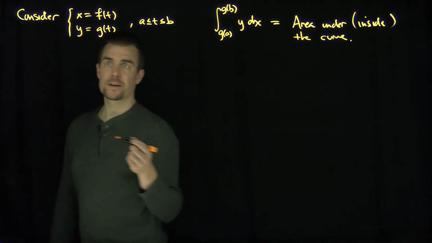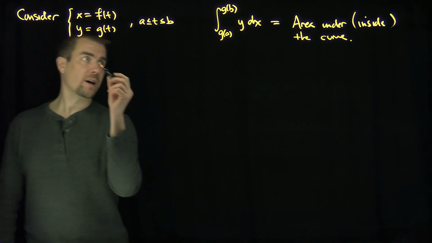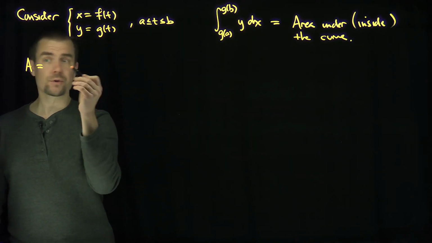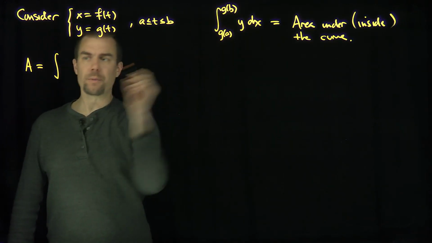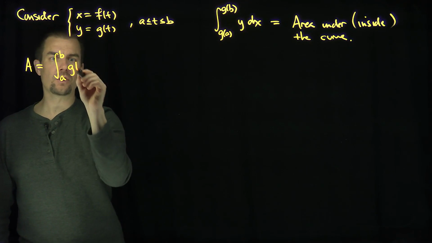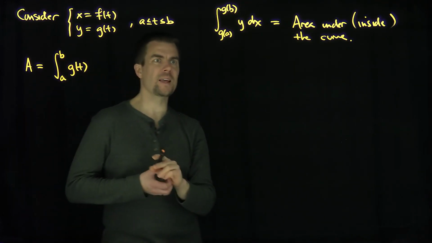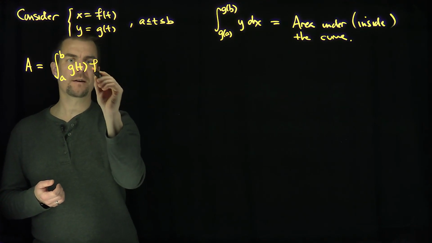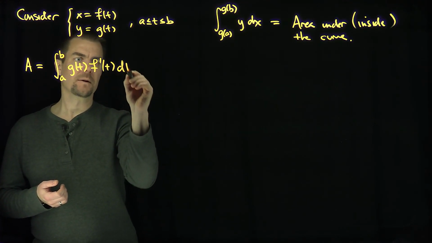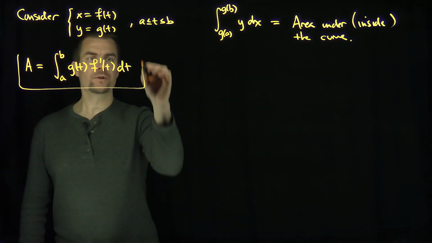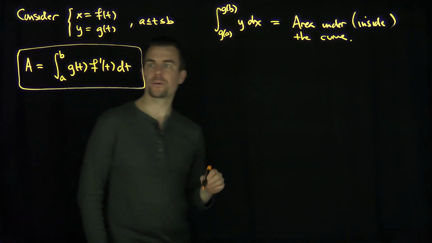Now I'd like to reparameterize this by the change of variable theorem. The area is also equal to, by u substitution or change of variable, the integral from a to b of y, which is g of t, times dx. And dx is f prime of t dt. So this formula will give us the area under a parametric curve, or inside a parametric curve.